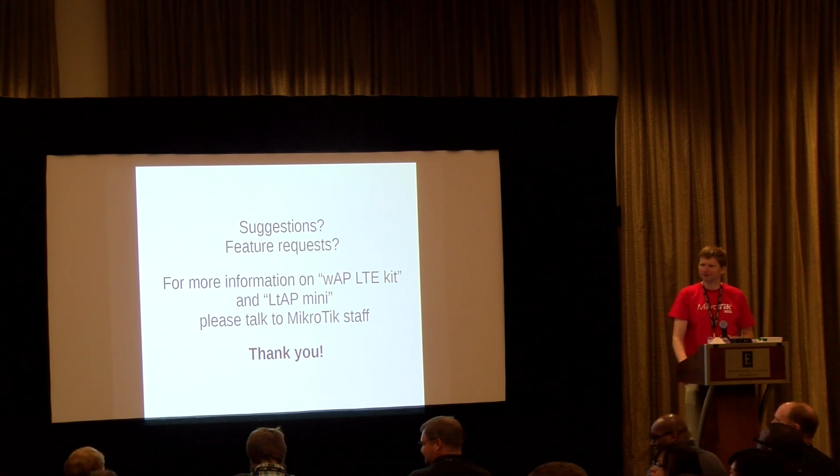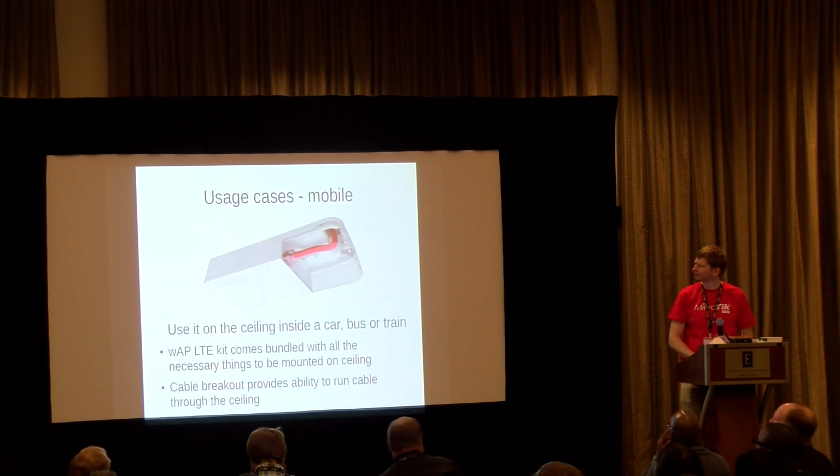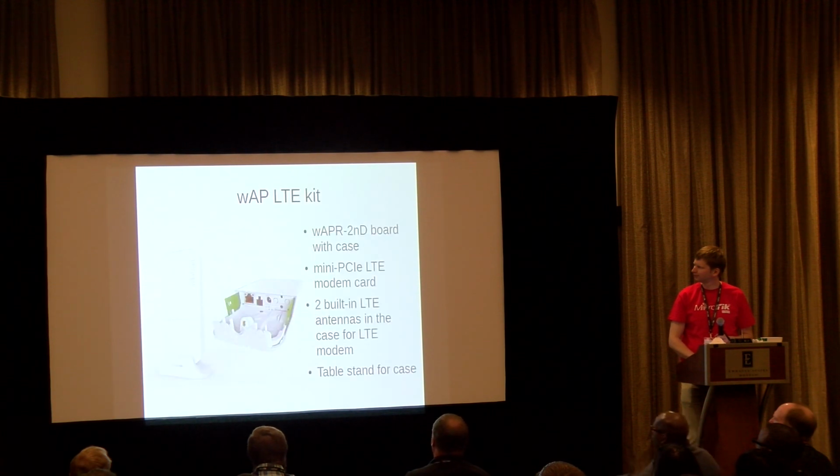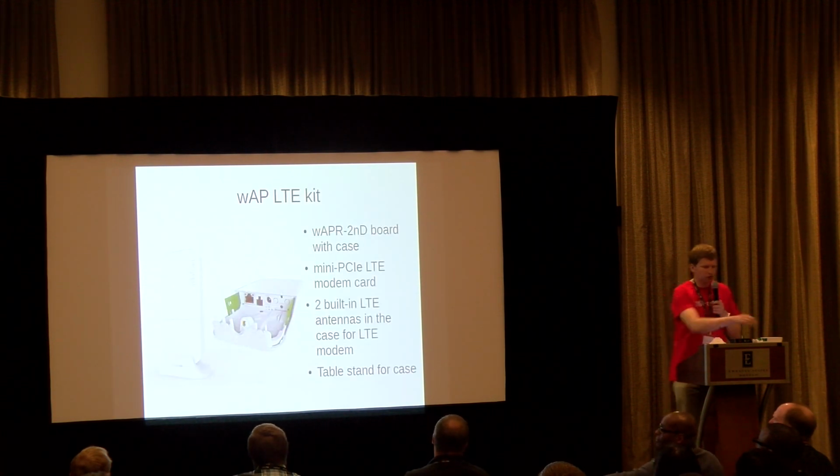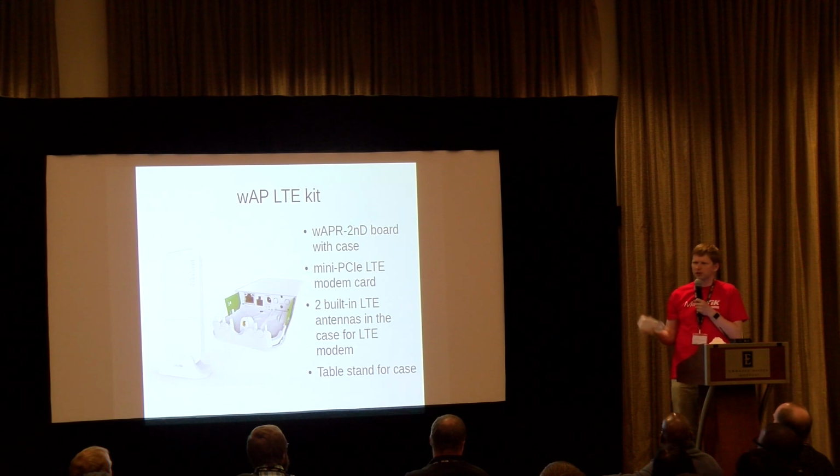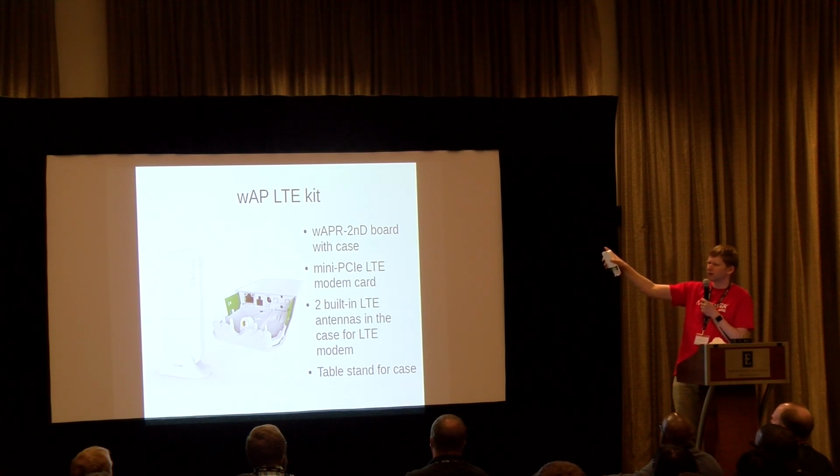Hi, I'm a little confused on how it works. Do I just need to plug in a SIM card and I can connect to the LTE network, or do I need something else? When you order this board from your distributor, it will say the WAP LTE kit. You need to look at it: not just WAP LTE, but WAP LTE kit. Kit means it includes everything: board, card, antennas, and also a table stand. And there's a special place where you put your SIM card.